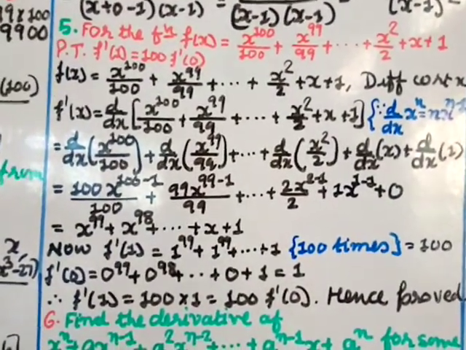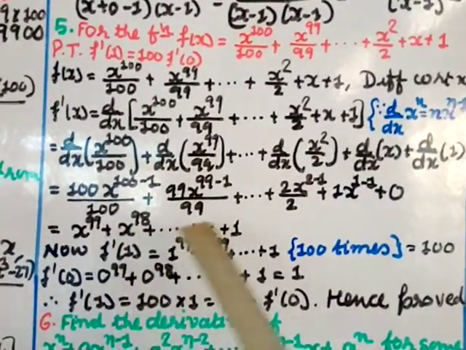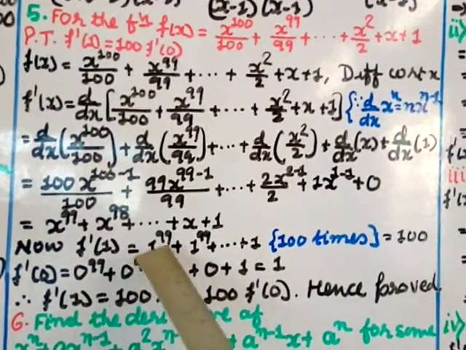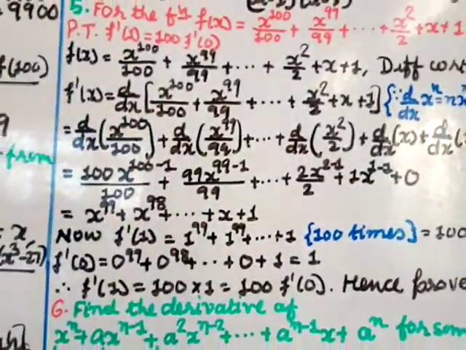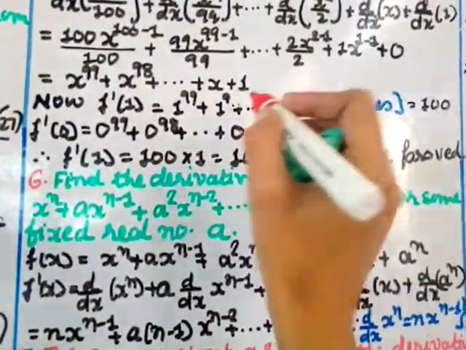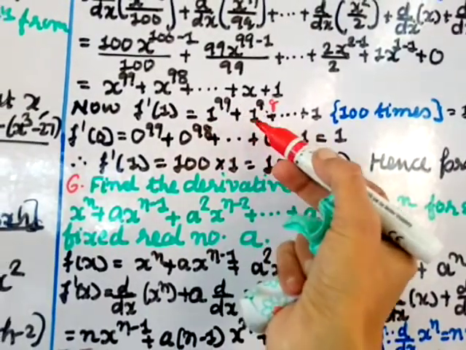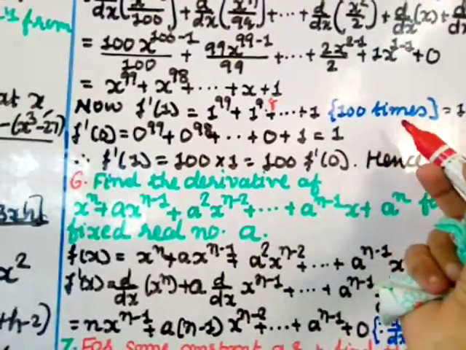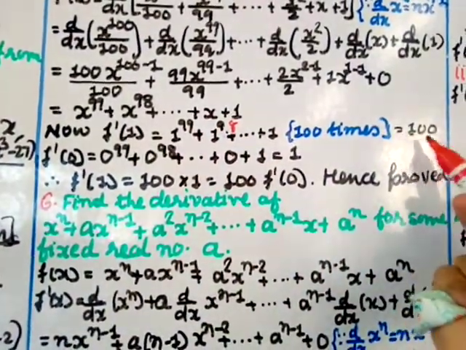Now let us find f dash 1 by putting 1 instead of x. Now f dash 1 equals 1 power 99 plus 1 power 98 (it should be 98, just correct it; it should not be the same). So 1 power 99, 1 power 98, plus up to plus 1 plus 1, but these are 100 terms. So 1 plus 1 plus 1, 100 times, gives you 100.